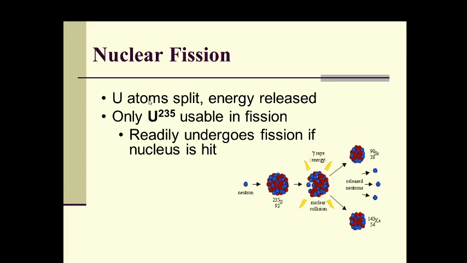When you split uranium, you release a ton of energy. Only uranium-235 is usable in fission. If you hit the nucleus of U-235 with a neutron, it splits. Right? In the example shown here, we take a neutron. Here's our uranium nucleus. Here is the fission process, and we have an isotope of strontium and an isotope of Xe, I believe that's xenon, released, and a bunch of neutrons.